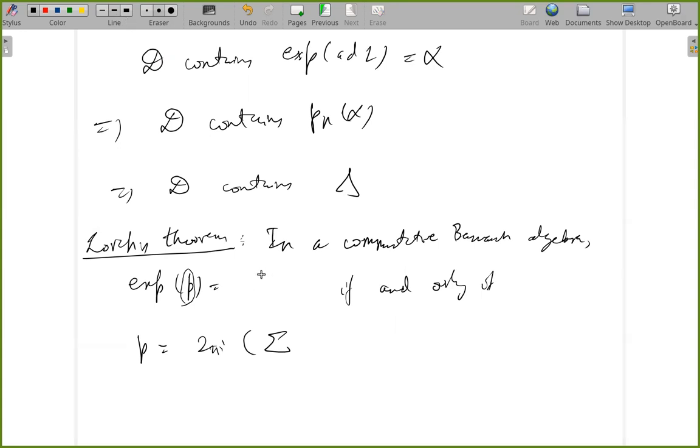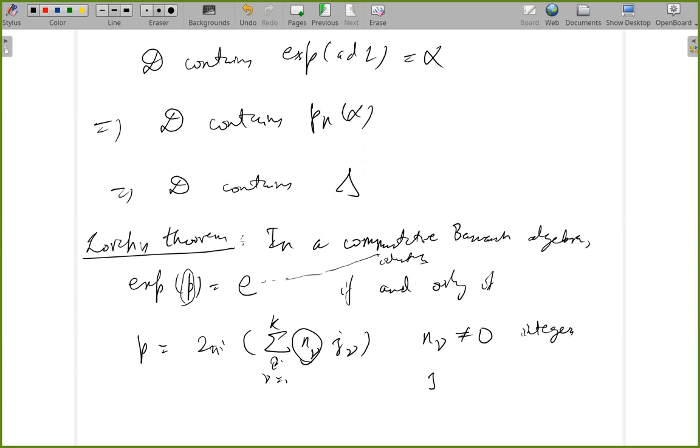Yeah. So in a commutative Banach algebra, if this is equal to identity, so this is the identity of this commutative Banach algebra. So it will be applicable to our special case where that E will be I of B of H, but you're right. So this is equal to E if and only if P equals 2 pi I times summation, let's say nu equals 1 to K, N nu, J nu. So these are integers. So N nu is not equal to 0. If it is 0, I don't even bother writing it out. Integers and J nu are mutually orthogonal idempotents.